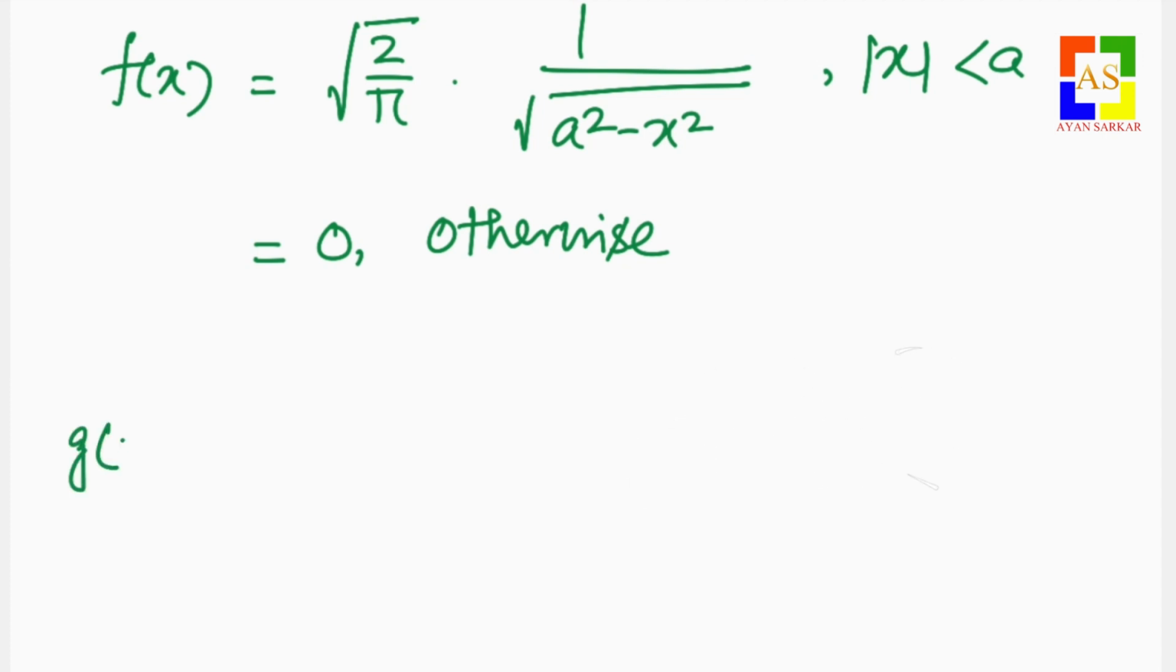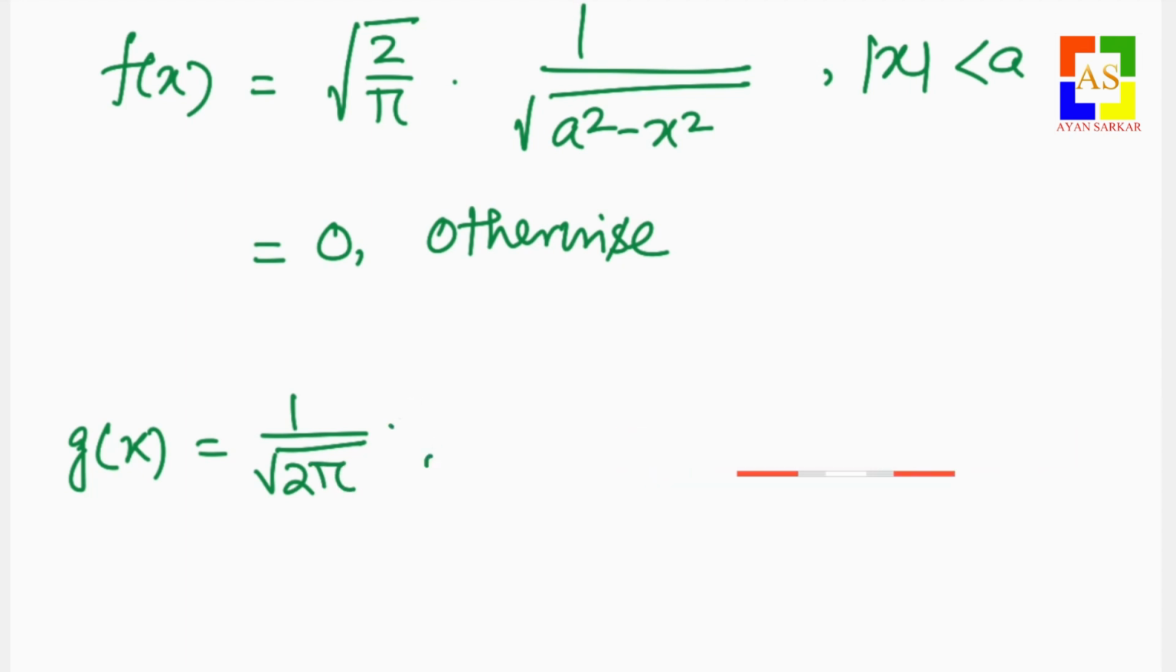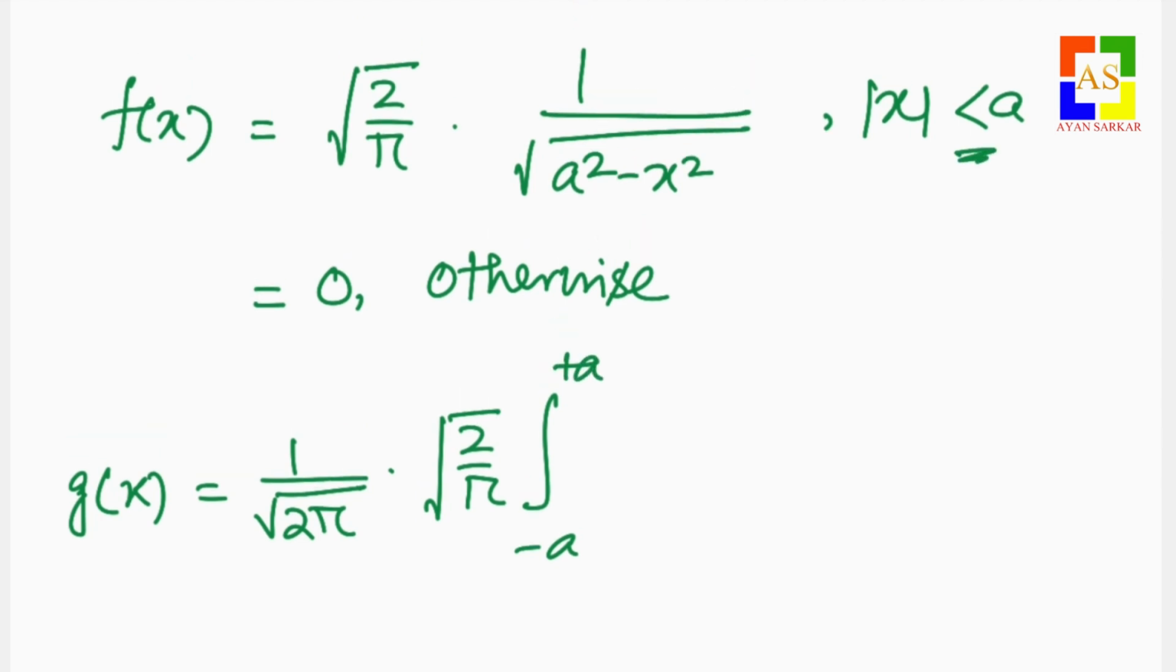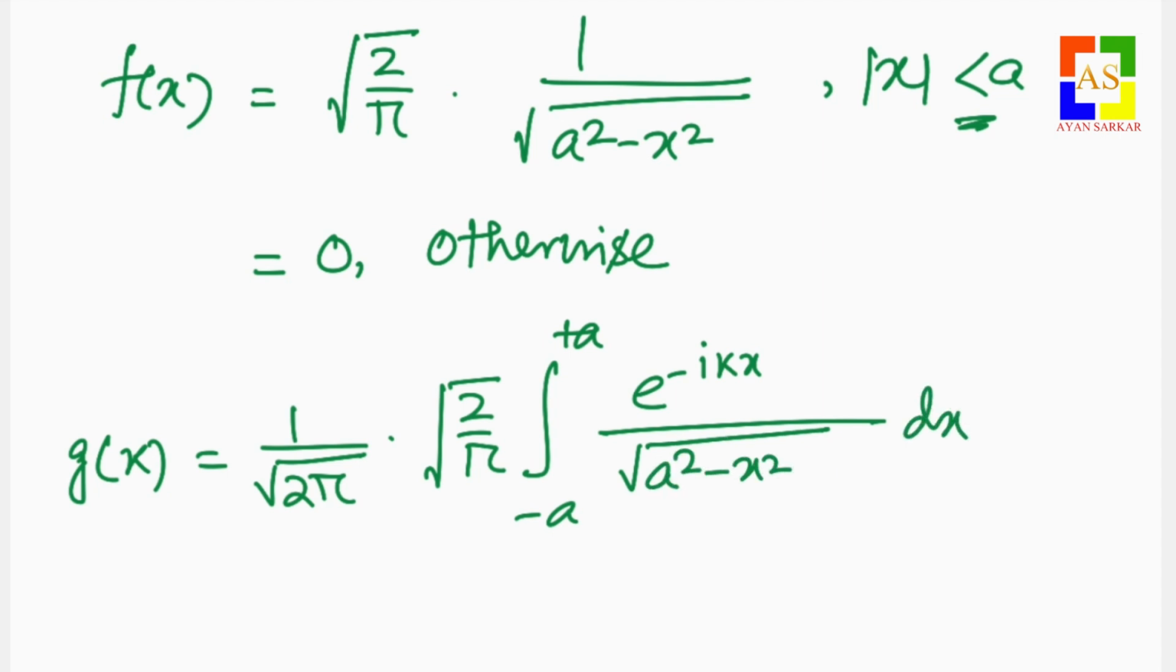So we can write g function of k is equal to 1 by root over 2 pi times root over 2 by pi integration minus a to plus a. Note this condition here, mod x is less than a, so I have just used this limit here, e to the power minus i k x divided by root over a square minus x square dx. So this is the integration we have to evaluate.